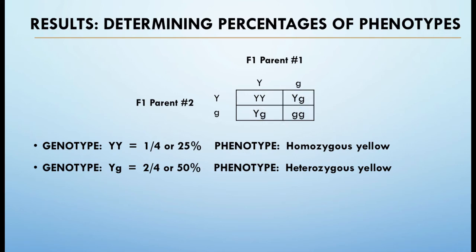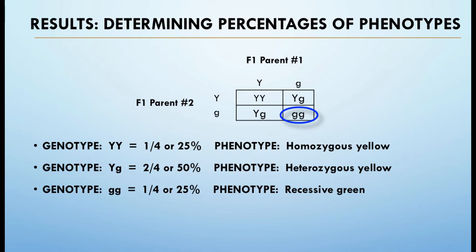And finally, we have 1 square out of the 4 squares with the genotype gg. This means that 1/4 or 25% of the offspring will display the recessive phenotype, the green skin color.